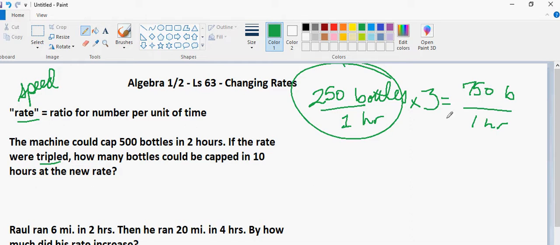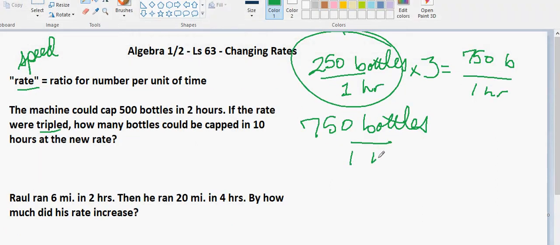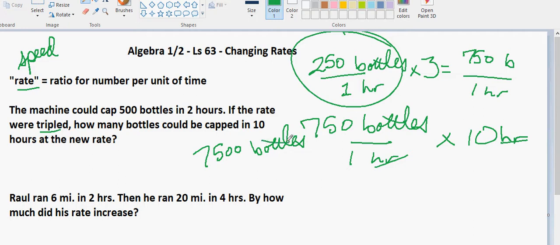Now, at that rate, we take our 750 bottles an hour and we're going to do it for 10 hours. Okay? We choose this version of the ratio with bottles in the numerator because we need to cancel out hours. We are given hours, so we cancel them, giving us 750 with an extra 0. Total bottles. All right, let's try this one more time.